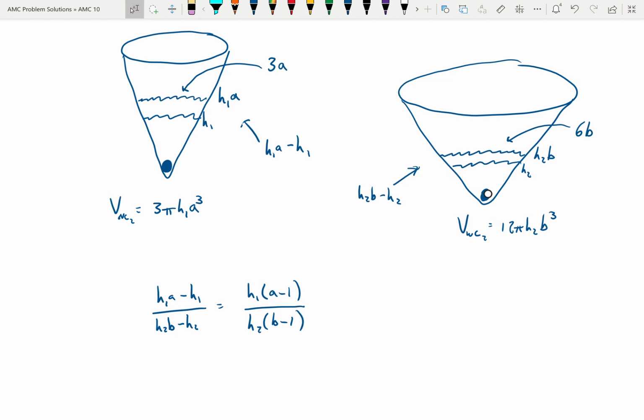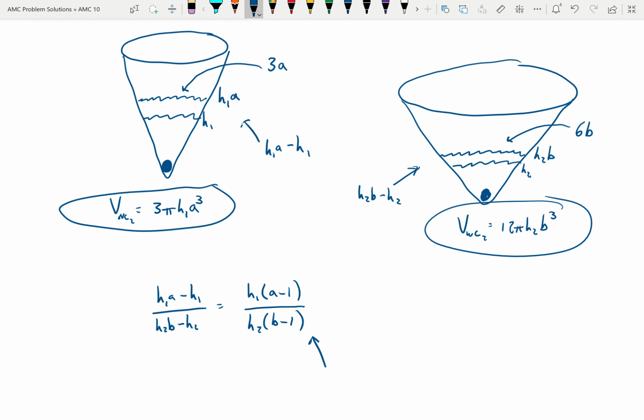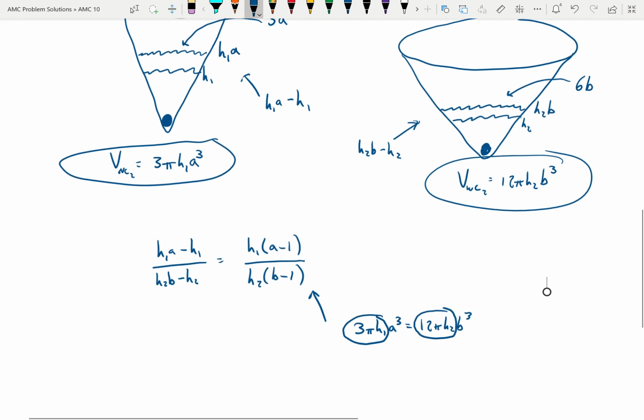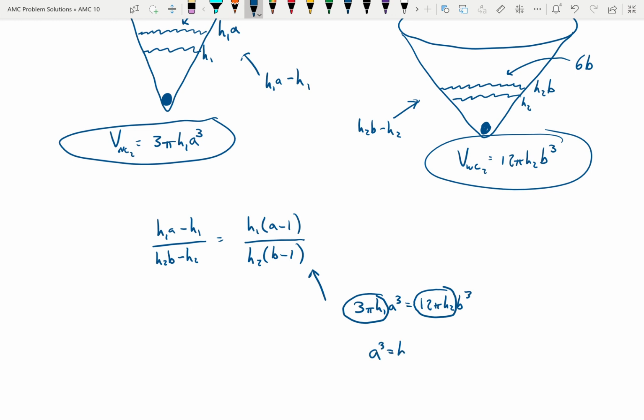So something to notice here is these volumes, the volume of the narrow cone and the volume of the wide cone. The ball was dropped in, so the volumes are increasing by the same amount. So it's going to be true that these volumes are still equal. So we can say 3 pi h1 a to the third is equal to 12 pi h2 b to the third. And we already know that 3 pi h1 is equal to 12 pi h2. So this is then going to reduce to a to the third is equal to b to the third. And then from that, it's got to be true that a is equal to b, because a and b are positive numbers. So a is equal to b.